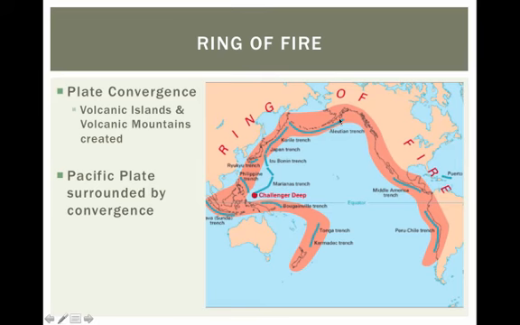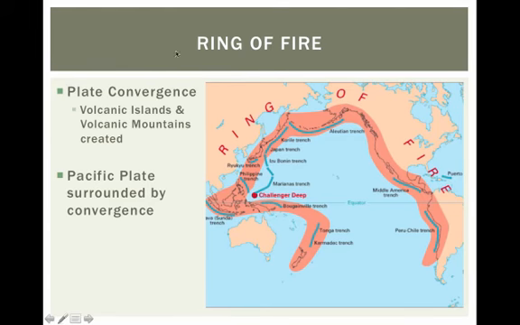We have the Aleutian Islands. We have all of these islands around Japan. Japan is one giant island. Volcanoes on the edge of South America. So we have a ton of these different volcanoes, and then we also have all these blue areas are trenches that are created. So what that tells us is this area here, this Pacific Ocean, is being subducted. It's being surrounded by convergence, and so it's being subducted on all sides.